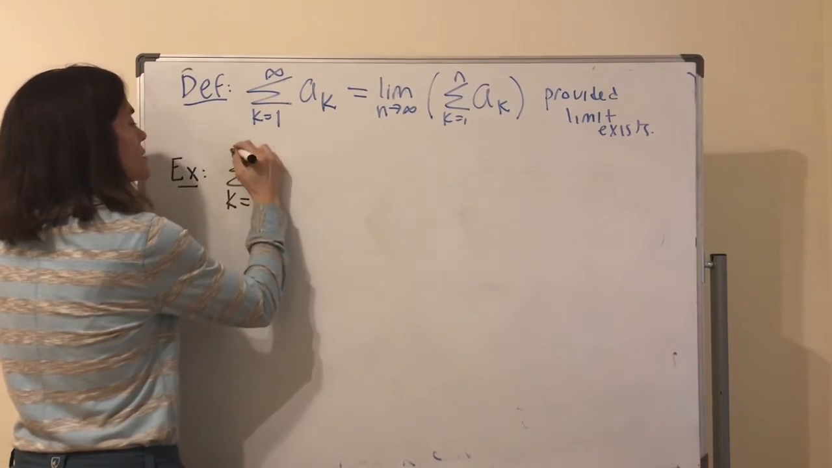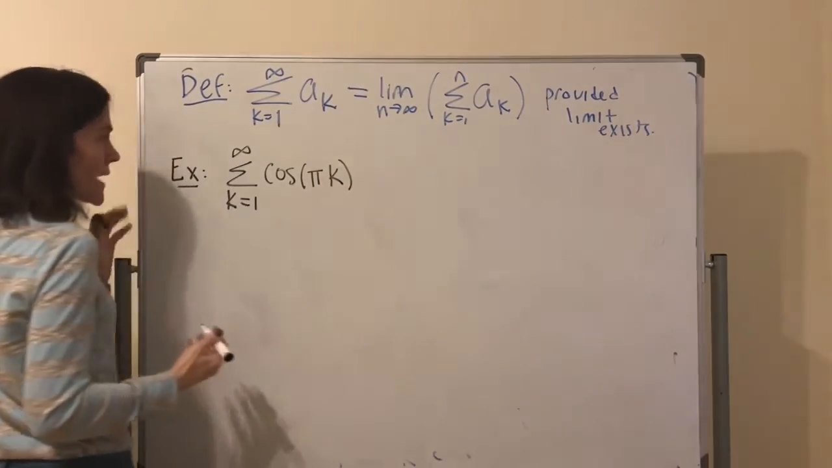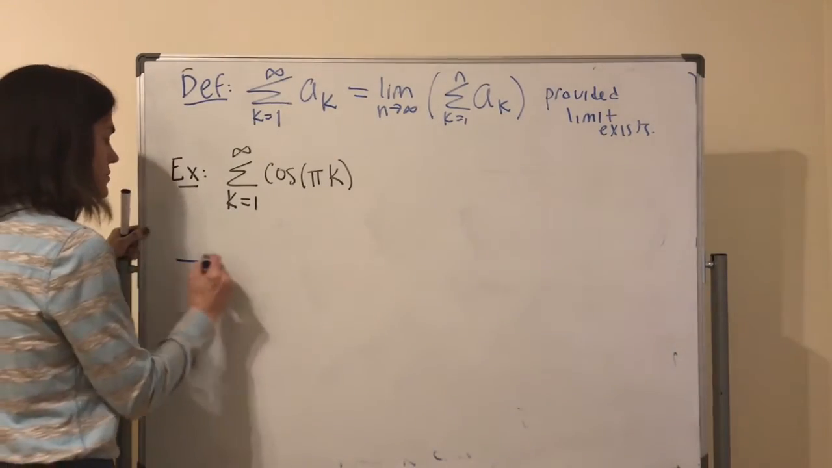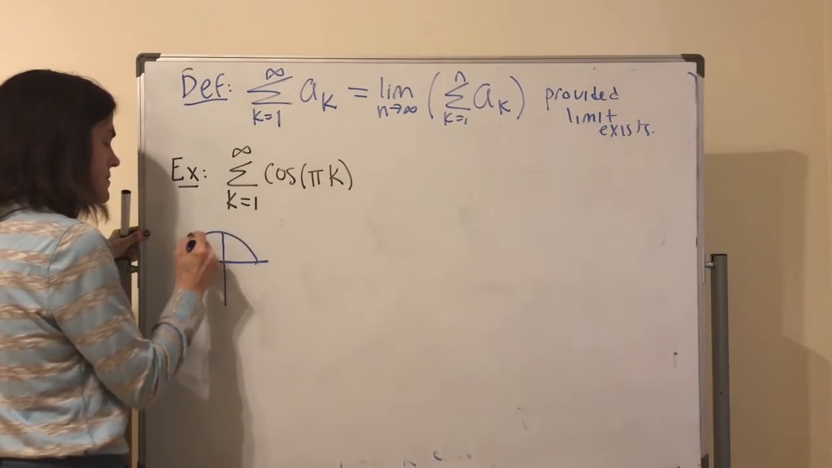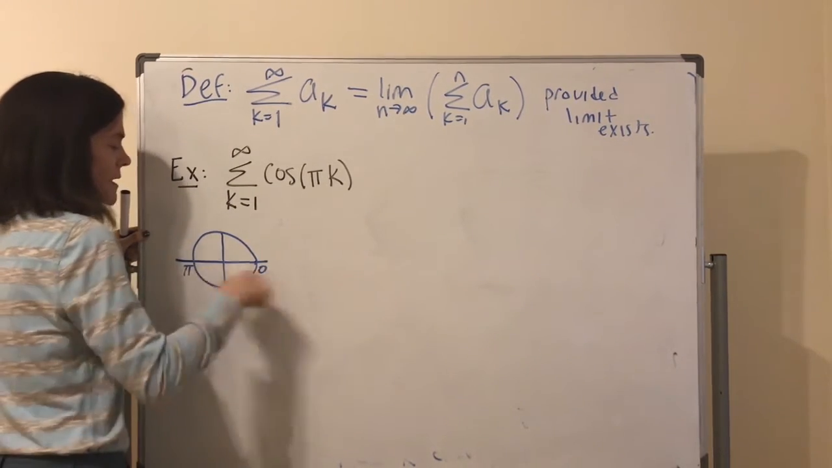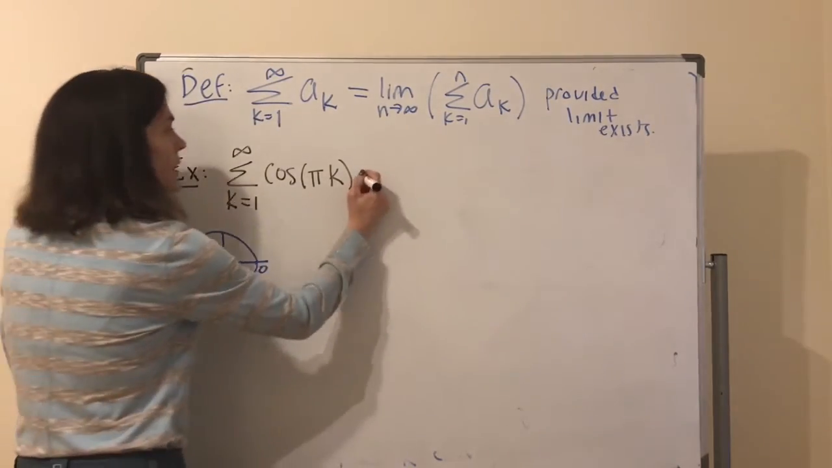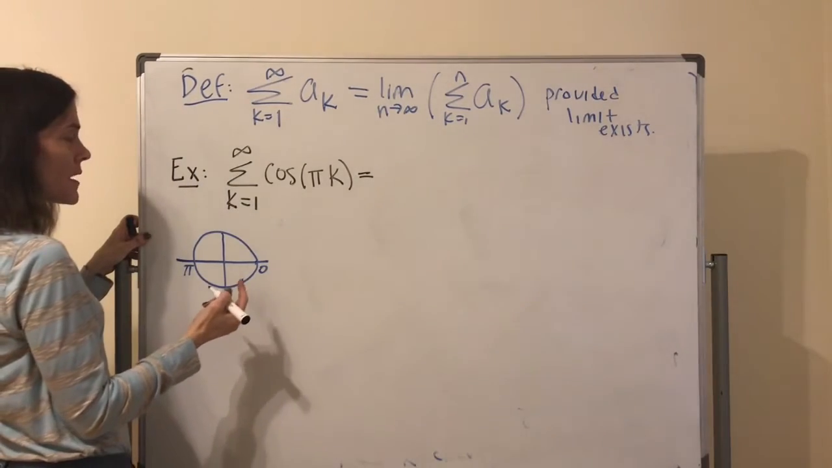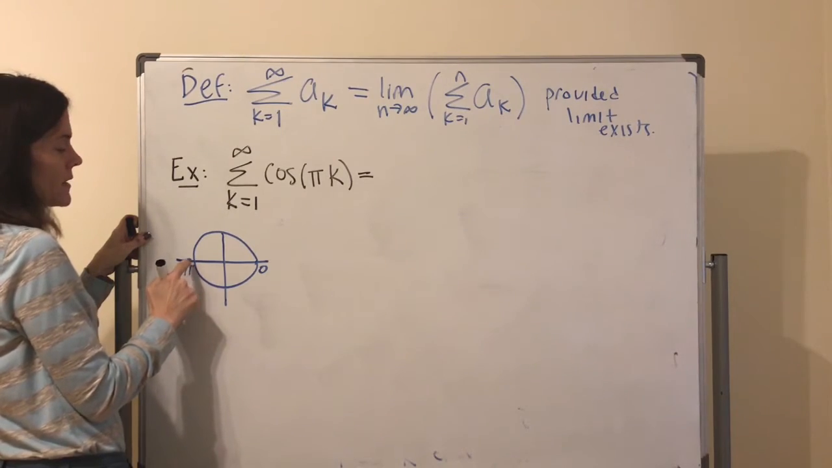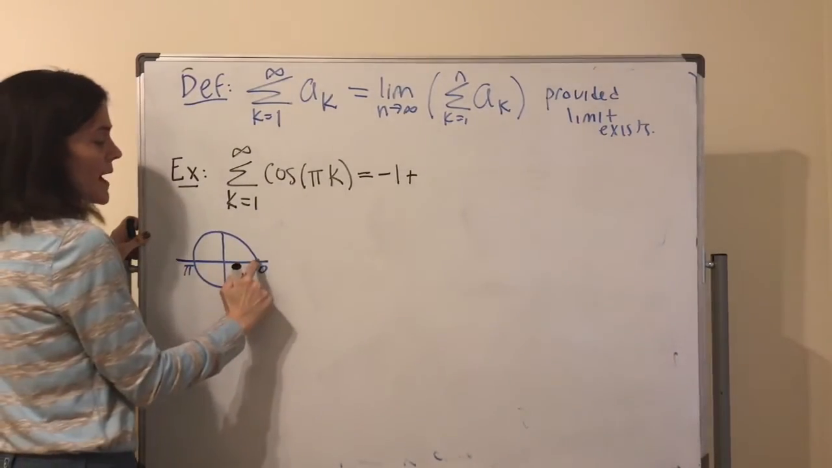So let's go k equals 1 to infinity of, say, cosine of pi k. Now what is this? Here, let me draw a picture. I'm thinking of a unit circle. This is 0, pi, we keep going around. Let's write some of the terms of this series. When k equals 1, we have the cosine of pi. This is over here, right? This is minus 1. When k equals 2, we have the cosine of 2 pi, which is right here.